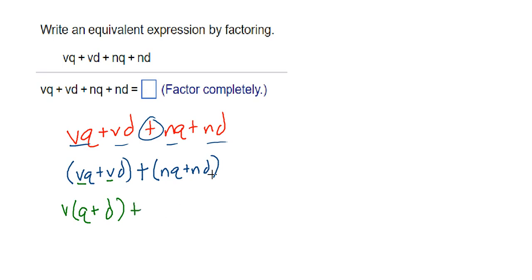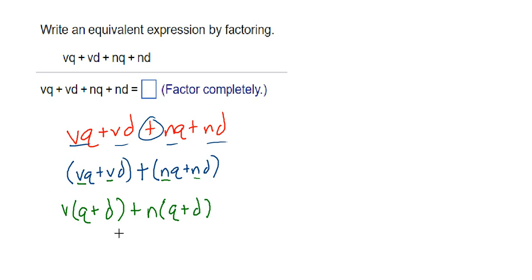For the second group, we'll do the same thing. The common factor here is n, so we factor it out, and then we set up a set of parentheses here. And what's left over from factoring out the n, we'll have a q left over from the first term, plus a d left over from the second term. All right, so that's the third step.